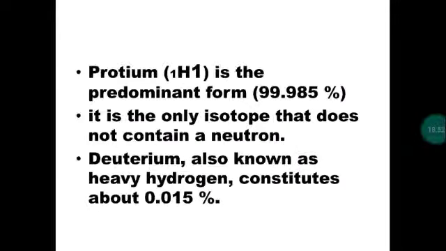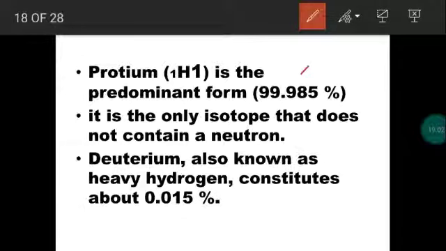Next, what is the abundance of these isotopes? When we analyze the abundance of hydrogen, out of 100%, ordinary hydrogen has more abundance. 99.985% ordinary hydrogen is present. And this ordinary hydrogen, protium, has no neutron. So this is the only atom without a neutron. Next, what is the abundance of deuterium? This is called heavy hydrogen. Its abundance out of 100% is 0.015%. So these are all one more questions.